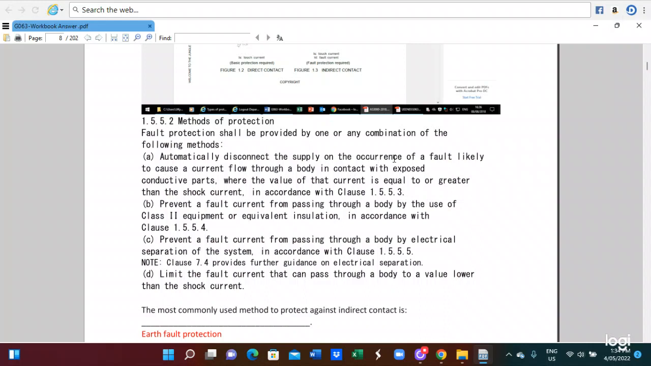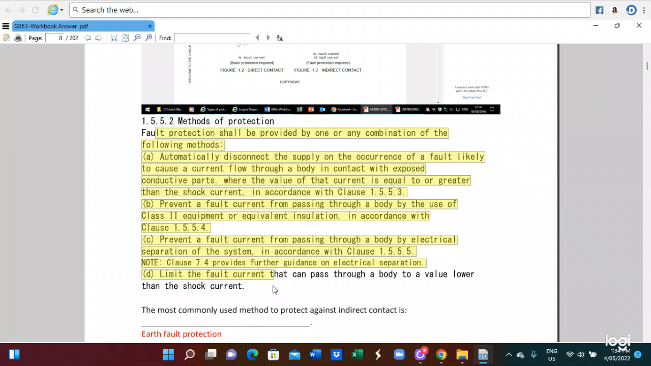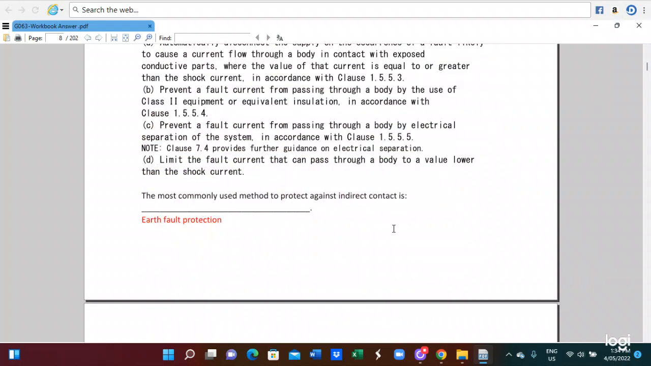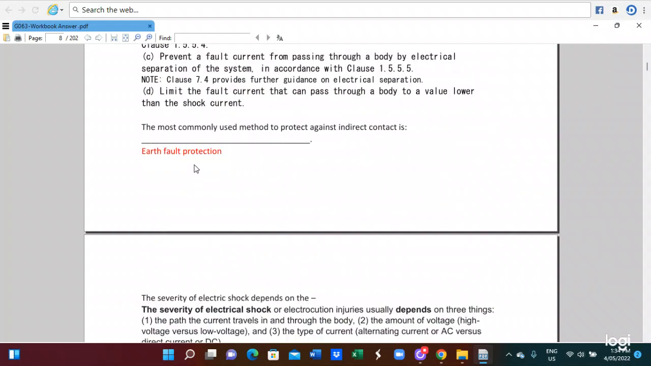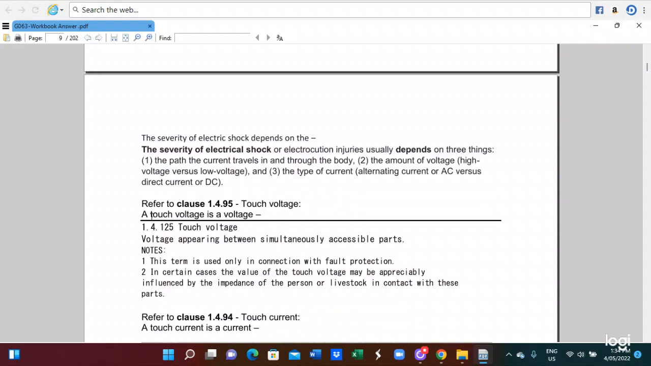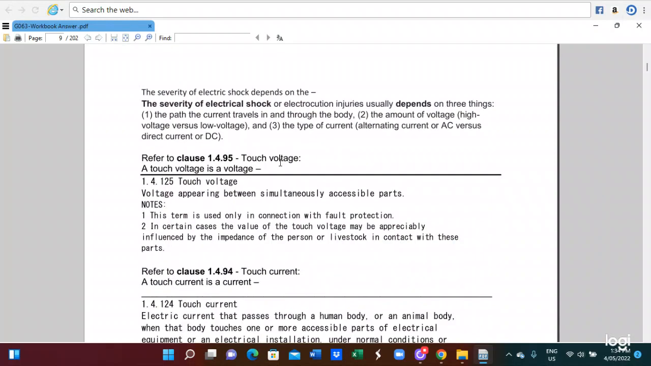This needs to automatically disconnect the supply from the organs on the fault, preventing current passing through the body. This is for the method of protection. You can read 1.5.2 or the AS3000. This is regarding the fault protection method. And also the commonly used protection is the alpha protection, as well as we also need to know about the touch voltage level.